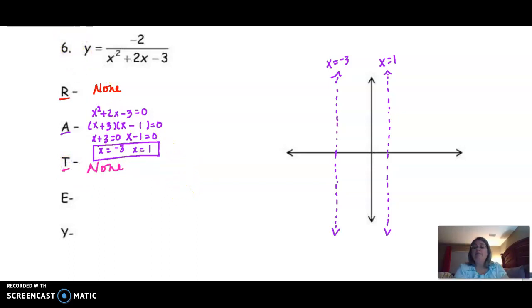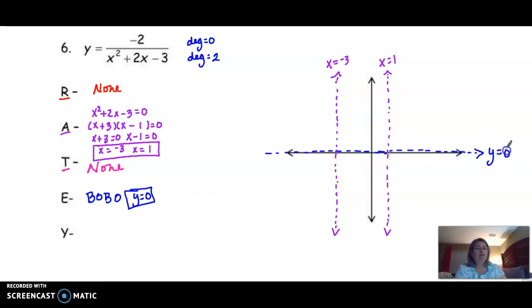Our end behavior, remember, comes from the degrees. The degree of the top, just like on the last one, is 0. The degree on the bottom, and actually just like the last one, is also 2. It's big on bottom, BOBO, which means y is equal to 0. Big on bottom is 0. That's what our BOBO helps us remember. So we know that we have an equation y equals 0 we want to graph. So it goes right here along our x-axis, and that's y equals 0.